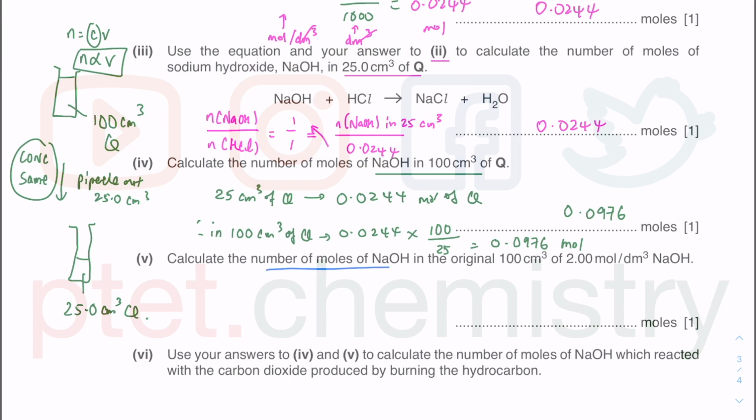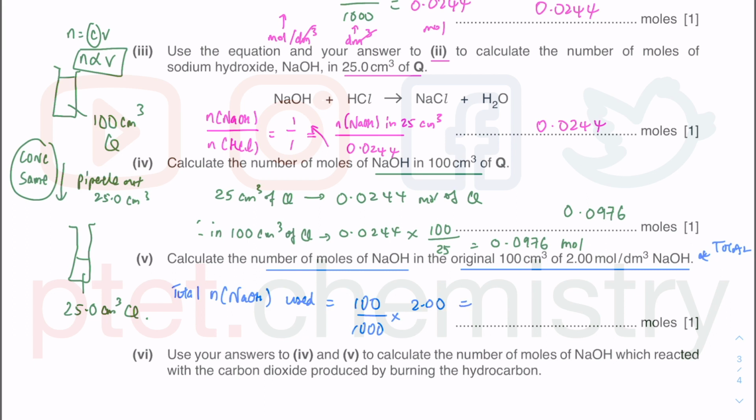Now calculate the number of moles of NaOH in the original. Original means it's the total that you add. It's the total that you put in, not after the reaction, but the total amount you use. So this is the total mole of NaOH used, which is equal to 100 divided by 1000 to convert cm cube to dm cube, because you know better about units by now. So that gives me 0.2 on my calculator, but you know what is the appropriate number of significant figures? It's not what your calculator shows you, it's what you know based on the precision of the data.